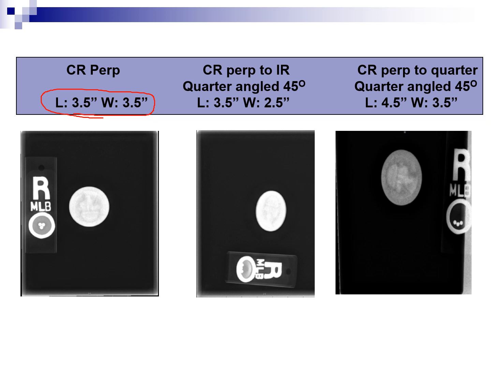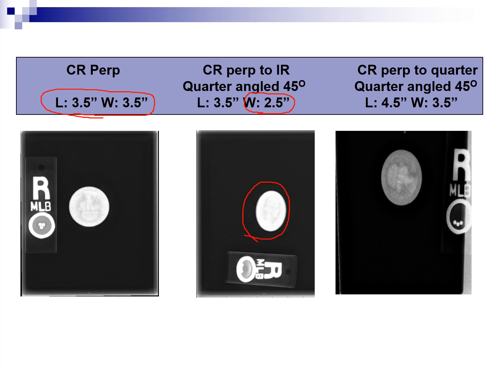In the middle, we've got an image that was taken with the central ray perpendicular to the image receptor, but the quarter was angled 45 degrees. Therefore, we had shortened one axis, which was 2.5 inches, and the other one was 3.5. So this is foreshortening in the center.